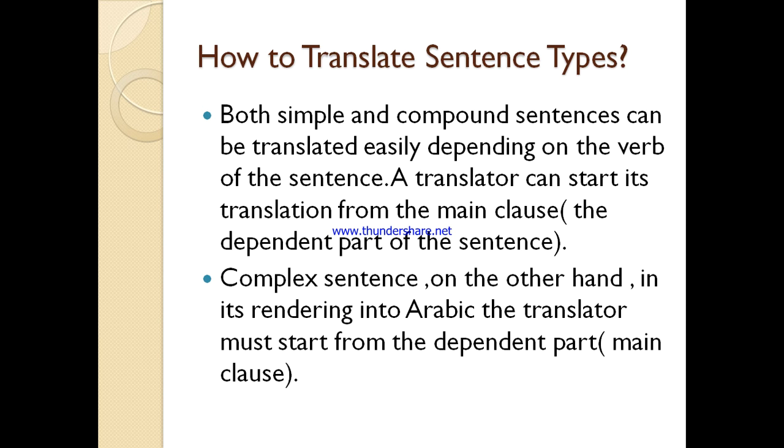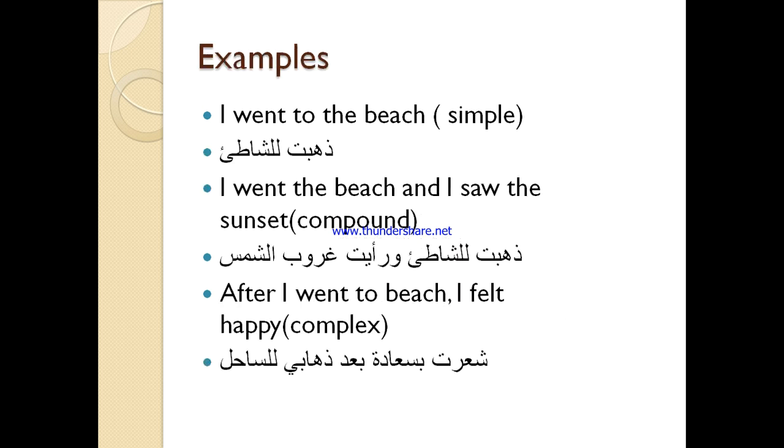You have two parts in these sentences, the main part and the subordinate part, or we call it the main clause and the subordinate clause. So you as a translator must start with the main, independent clause, then the subordinate clause, when you want to translate it into Arabic. Now we will have some examples.